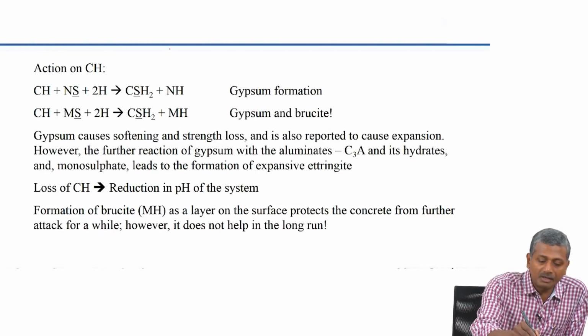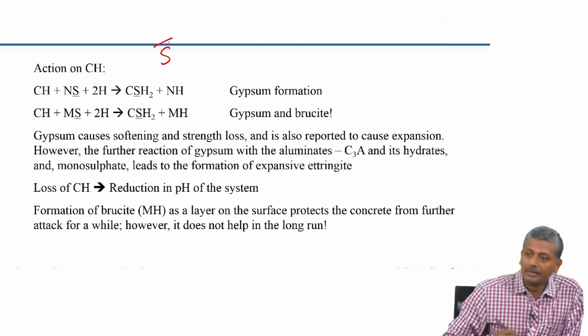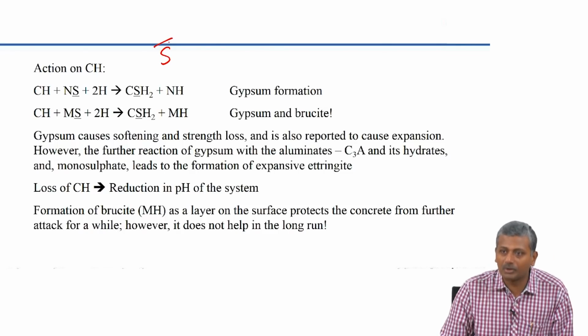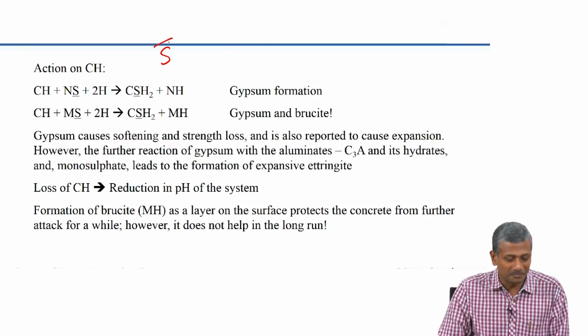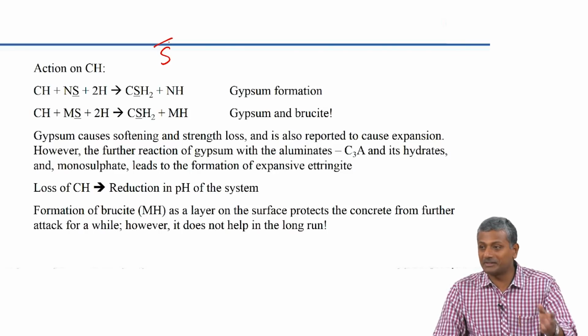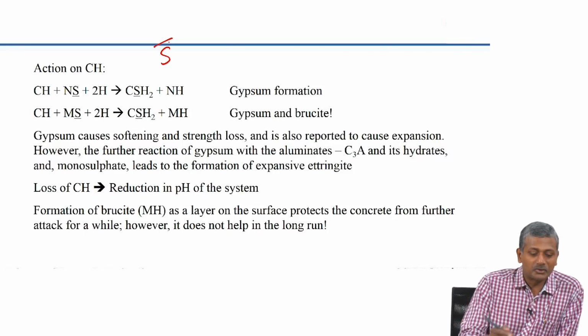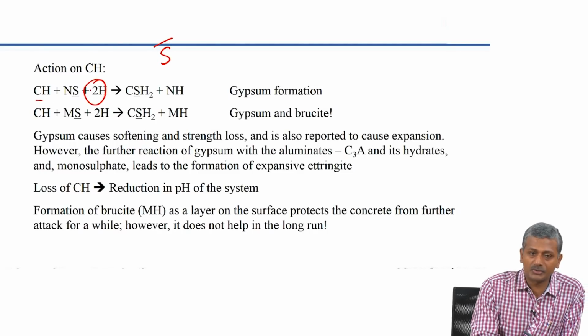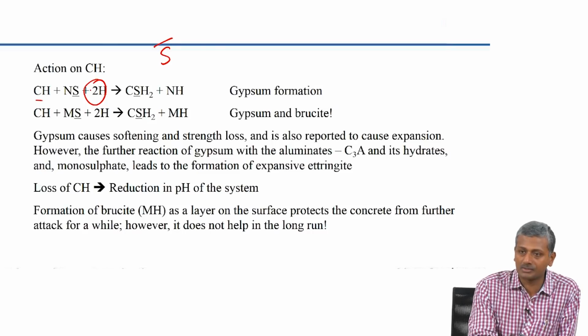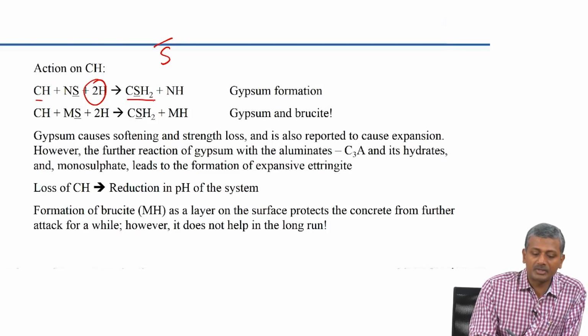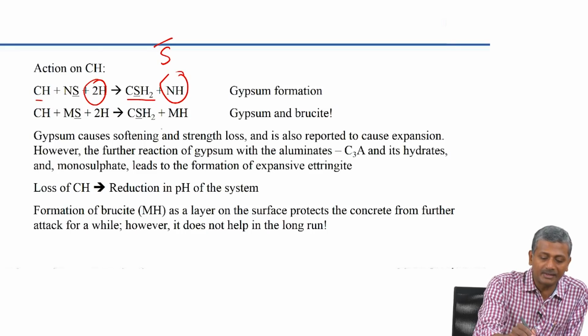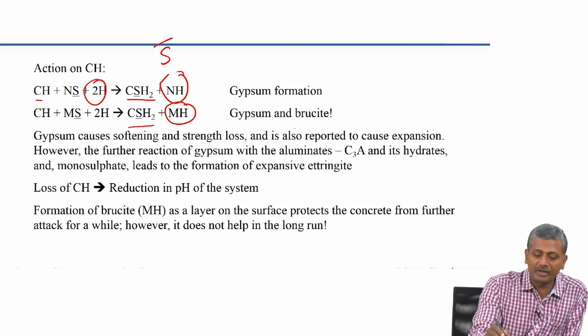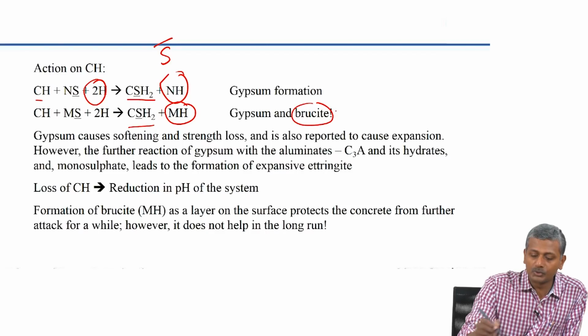Again, please remember the sulfate should be written with a bar on top. For convenience, I have used a bar at the bottom or underlined letters. I did not have an equation editor at that time, so I just prepared it like this. So, calcium hydroxide plus sodium sulfate, of course, there is water associated with this reaction. Without water, this reaction does not happen. You have gypsum, CSH2, and sodium hydroxide. In the second case, you get gypsum and magnesium hydroxide, which is also known as brucite.